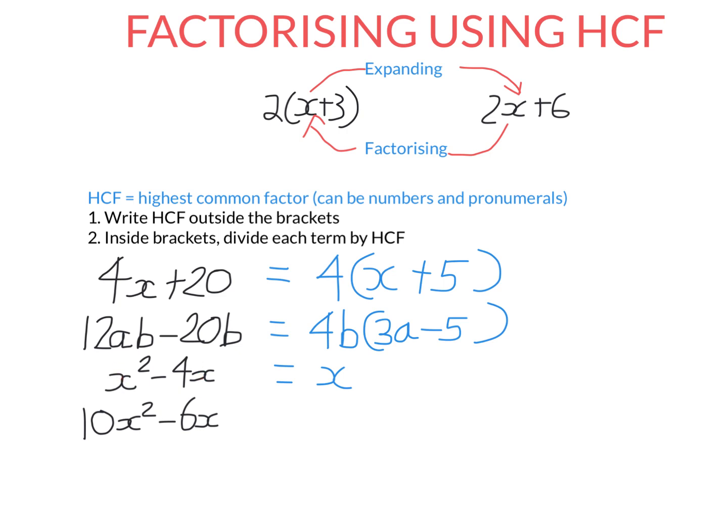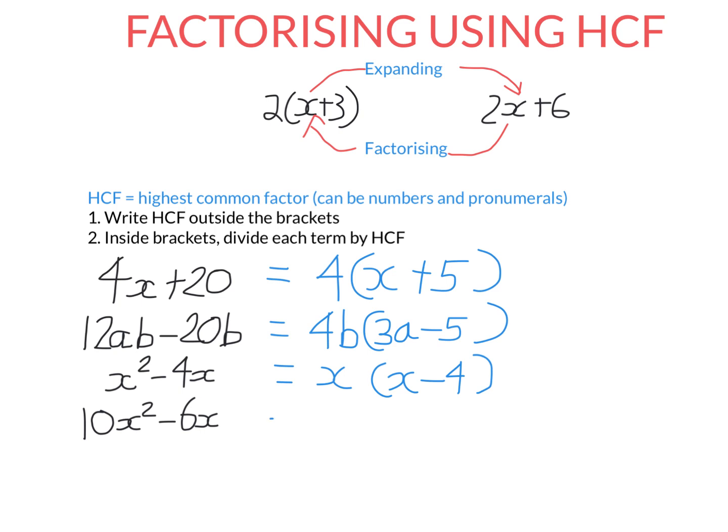So I write it outside the brackets. So now I say, what do I times by x to get x squared? Well, you need to times by another x. What do I times by x to get negative 4x? Well, that's just negative 4. If I expand this using the distributive law, I'm back where I started.